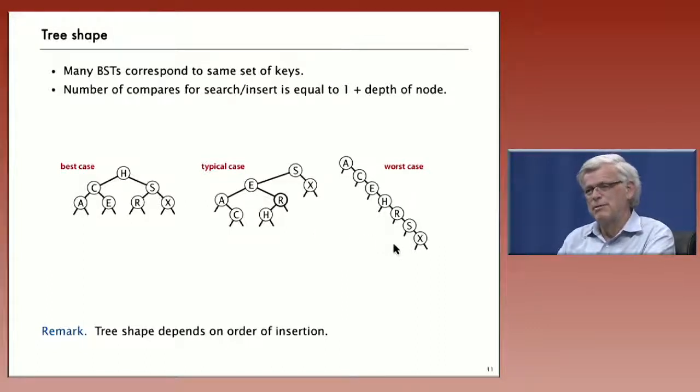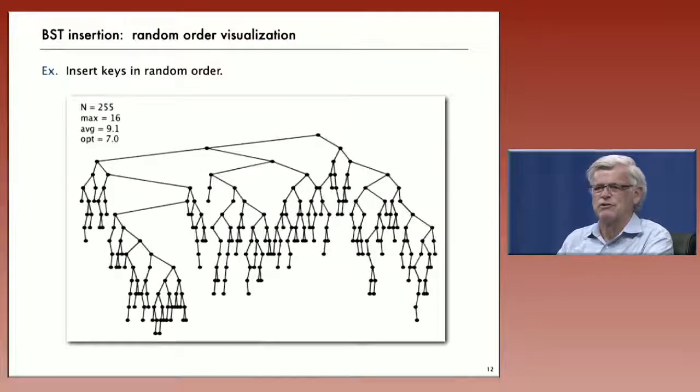Now, one problem is if the keys come in, unfortunately, in a natural order, like if they come in order, that's the worst case. We don't get any benefit from having it in a tree shape. It's no different than a linked list. So we'll come back to dealing with that worst case in the next lecture. But the point is the tree shape depends on the order of insertion.